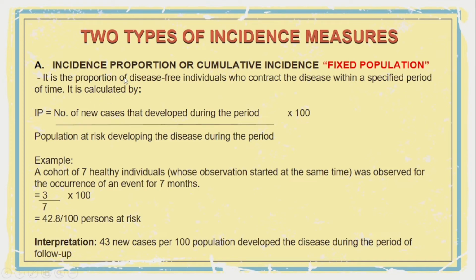Incidence proportion or cumulative incidence has a fixed population. Again, it has a fixed population. It is the proportion of disease-free individuals who contract the disease within a specified period of time. It is calculated by: incidence proportion equals the number of new cases that develop during the period divided by the population at risk of developing the disease during the period, times your factor of 100. Okay, ito yung example natin na nabigay ko na last time. And then the interpretation, do not forget.